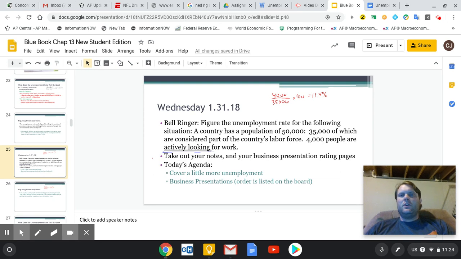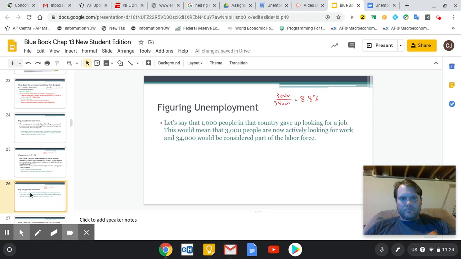31,000. If we were to give you the question differently, we've got 4,000 plus 31,000 is the labor force. If you take those numbers, you can see up here at the top, 4,000 divided by 35,000 times 100 equals 11.4% in that case.